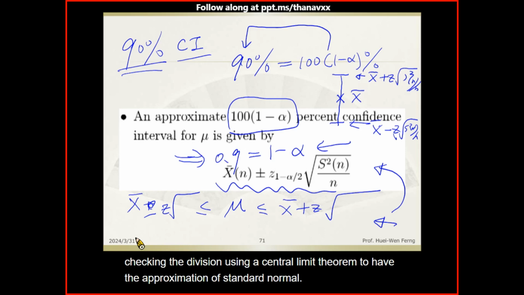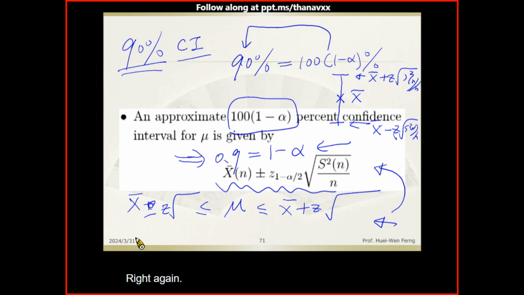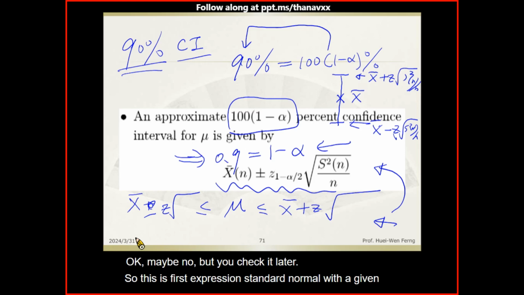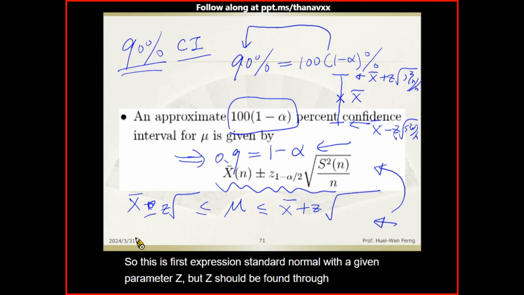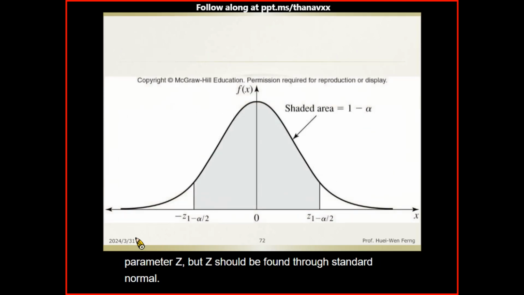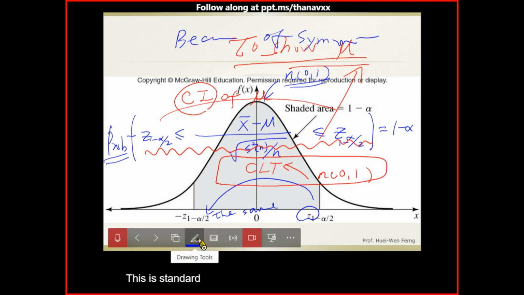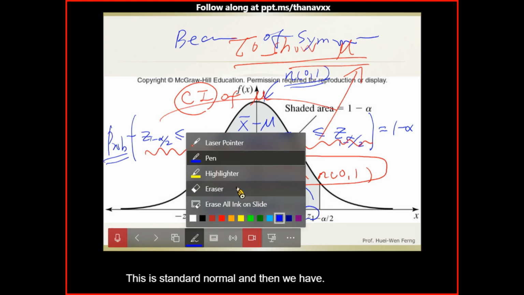Again, let me make sure that you understand. Ari and Alan and Jerry, Robin, and Candice, up to now, do you understand what I'm talking about? Okay, maybe no, but you check it later.